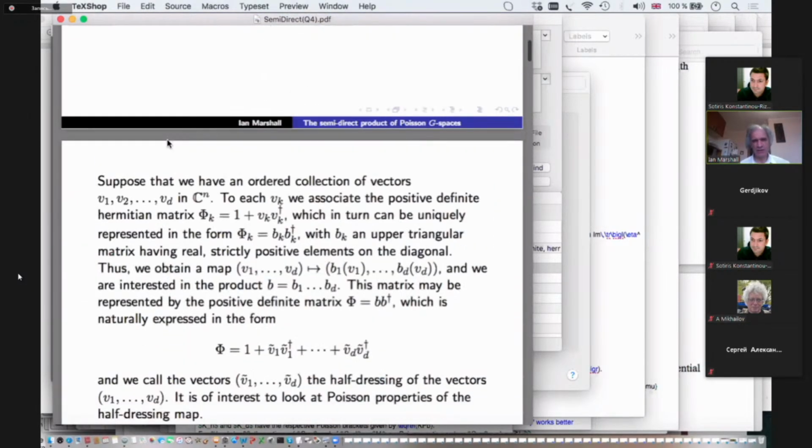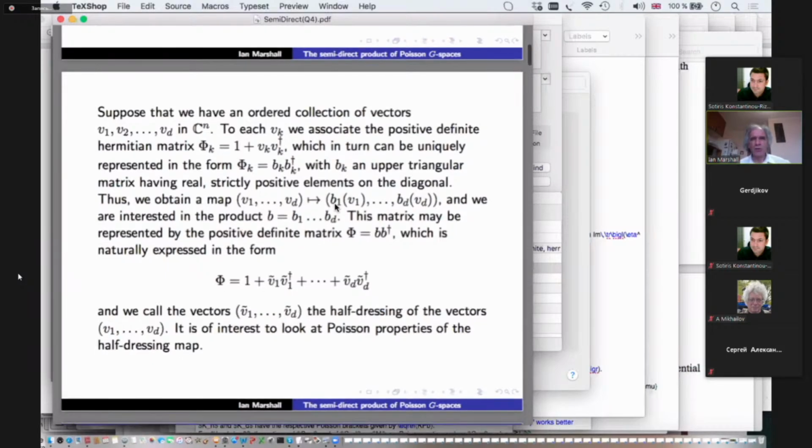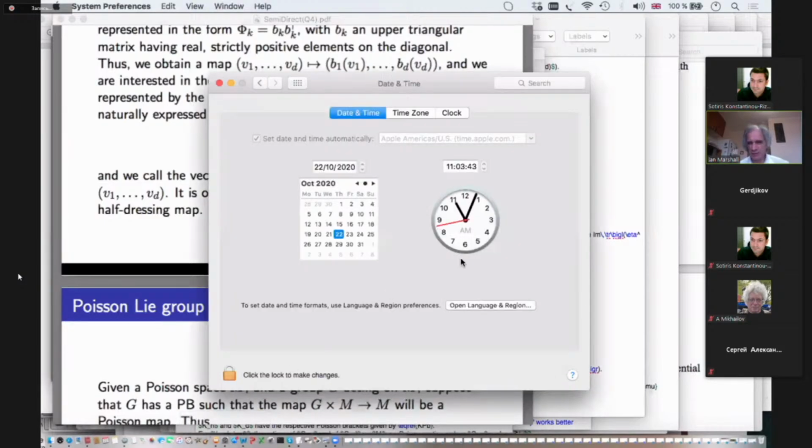So the situation is that we can view this map from here to here, this half dressing, as a succession of semi-direct product maps. And we can build in this way the Poisson picture of this with the Poisson actions all in play. I'm afraid that's the only thing that's realistic for me to try to tell you. If my time is really up, then I should just stop.